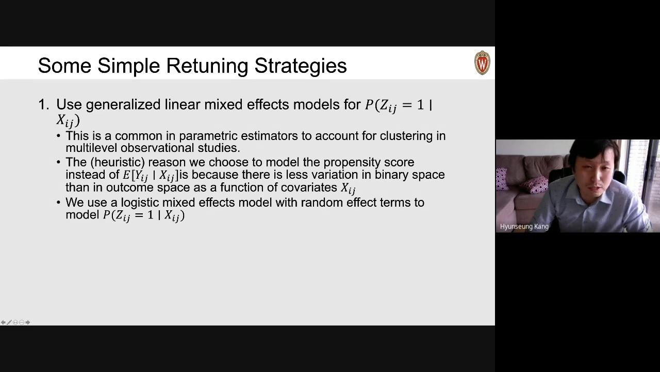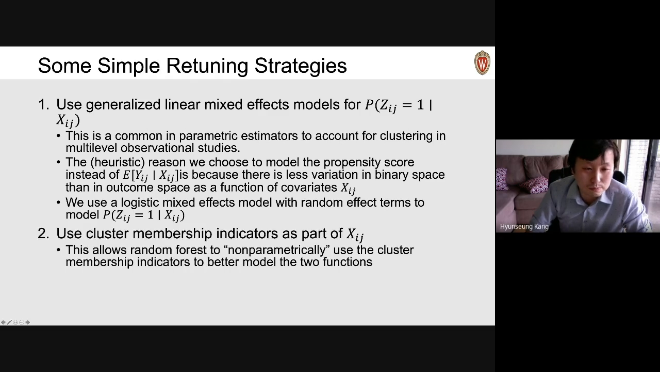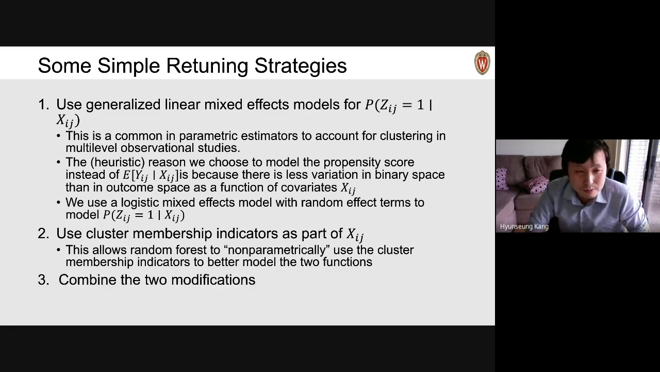And instead, by using the parametric form, we can actually leverage the mixed effects models to account for clustering structure. And here we literally use the simplest possible, which is a logistic mixed effect model with random effect terms to model this particular portion. The second thing that we tried is to simply model the cluster membership as part of the Xi. So this is essentially replacing the Dij that I talked about as part of the predictor space, and then letting causal forest figure out that there is a clustering structure and that you should account for it. And the third one is just to combine the two approaches.